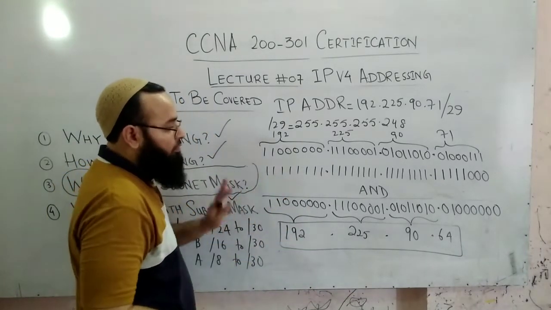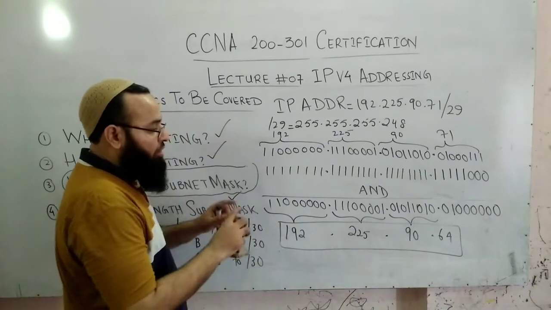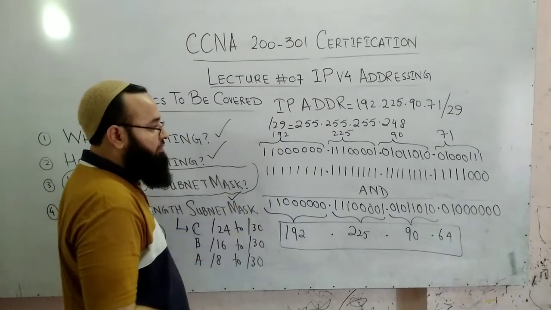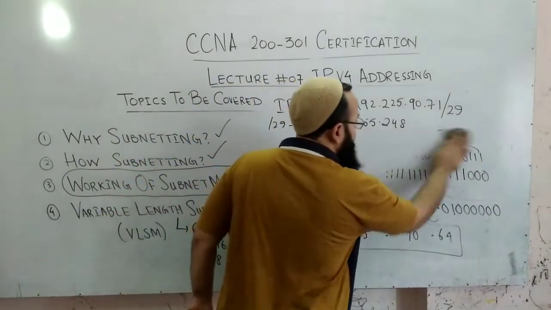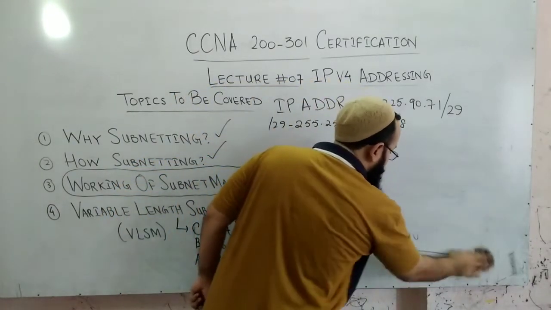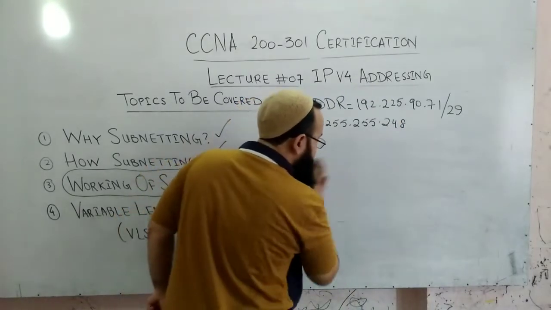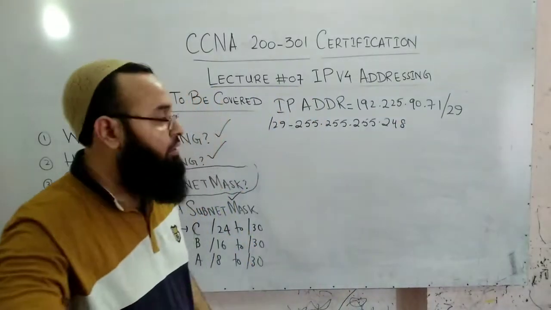This is basically what is being performed by the electronic board, the PCBs present in the networking devices. So now moving to the shortcut method that we will be using in our numericals later on in this IP addressing portion of our course.